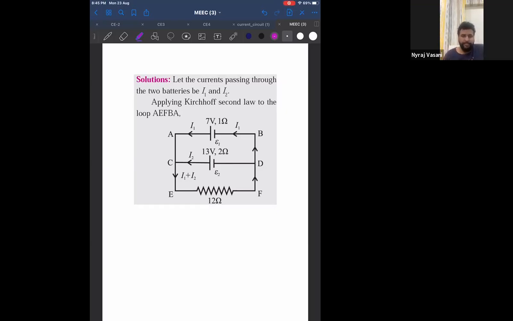I'll explain both the points. I've just given you the notes. So what is the first point? If our direction is along the direction of current, then the sign taken is negative. But if our direction is opposite to that of the current, then the sign taken is positive. And the second point is, if we encounter a negative terminal of a battery, the sign taken is positive. But if you encounter a positive terminal of a battery, the sign taken is negative.